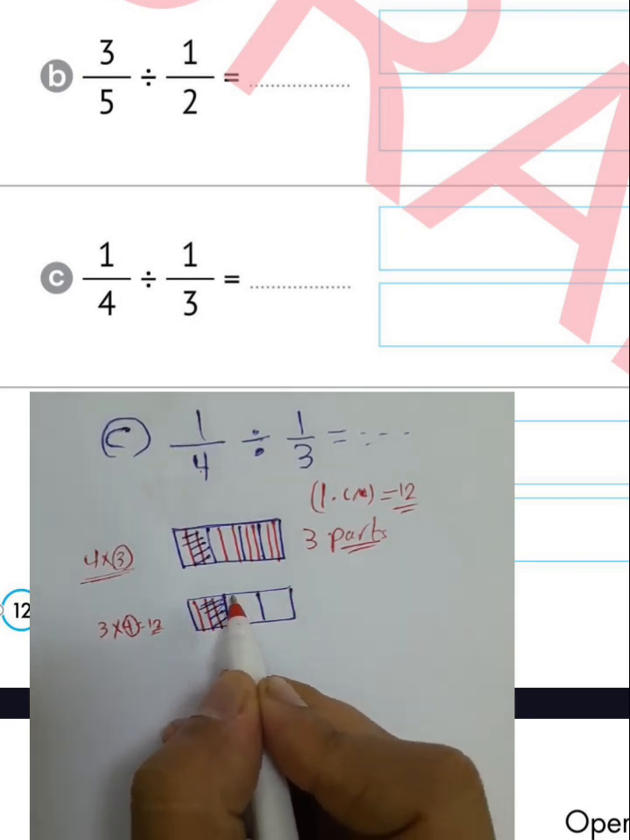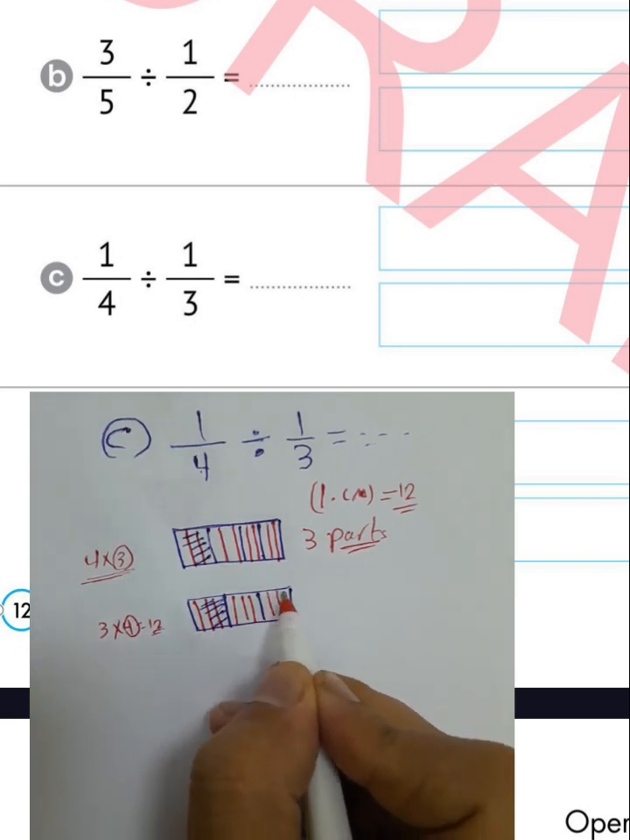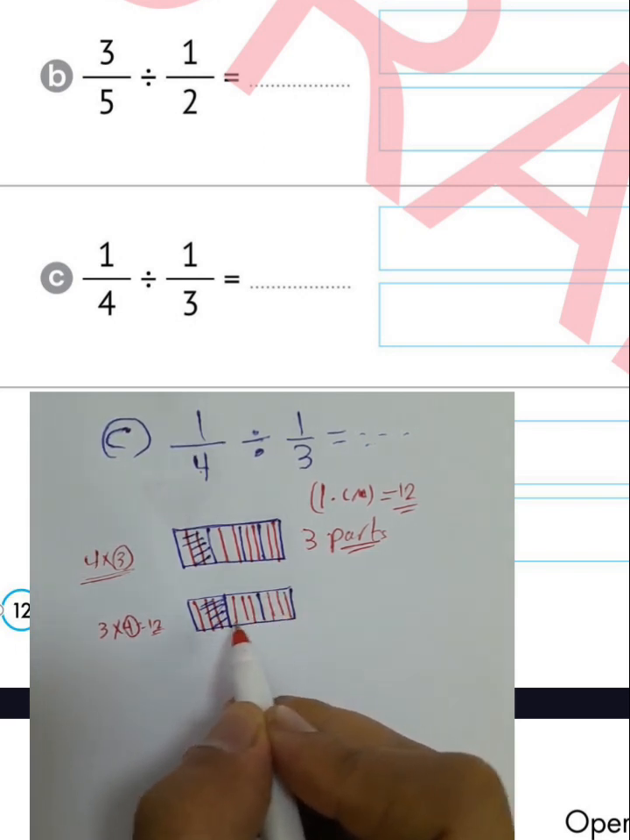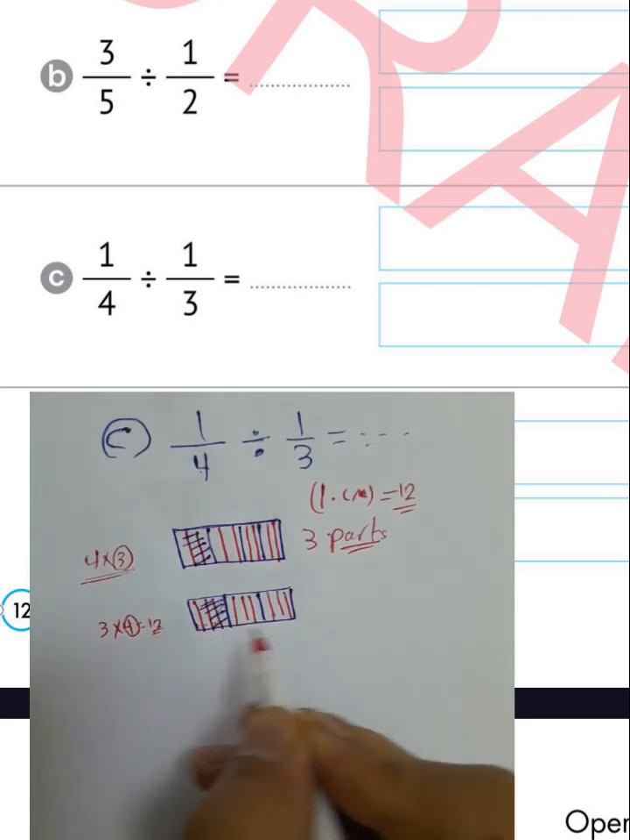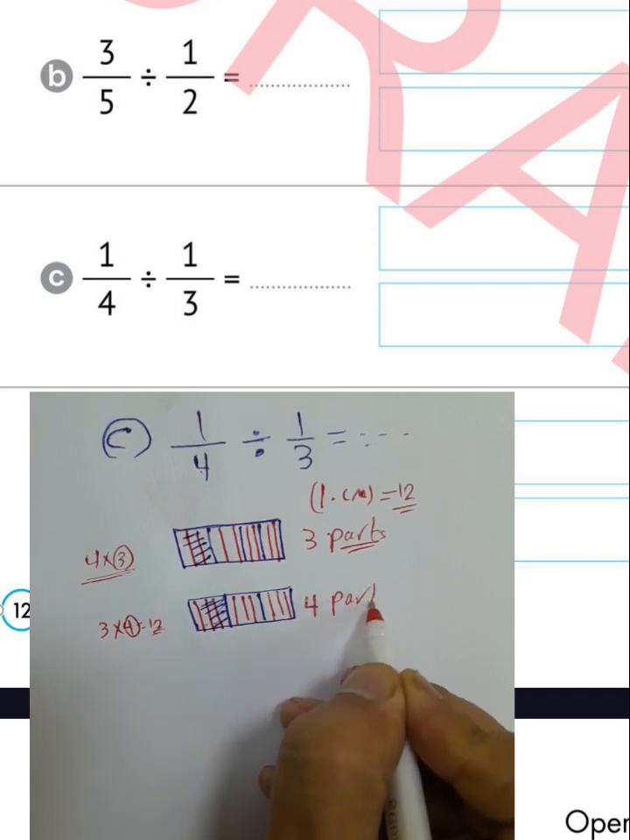1, 2, 3, 4. 1, 2, 3, 4. We have four parts in each one of them. And then we will count how many parts are colored. 1, 2, 3, 4. We have four parts colored.